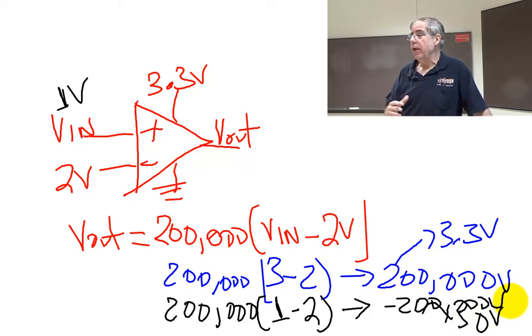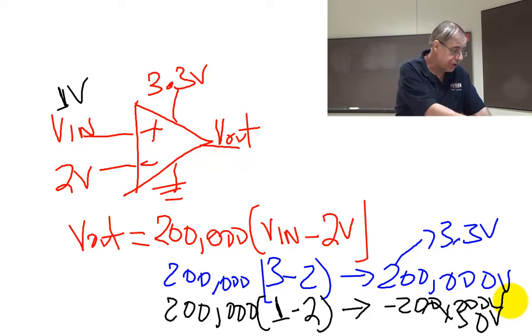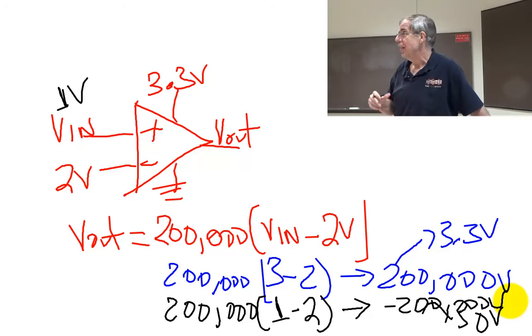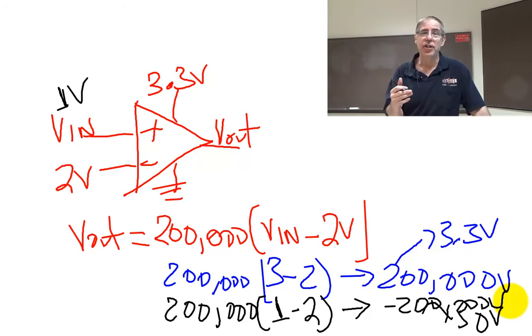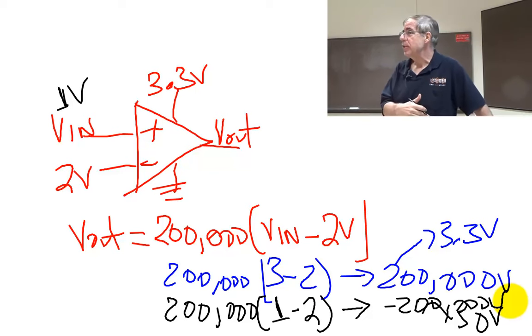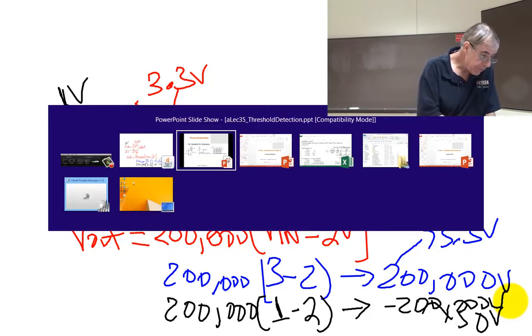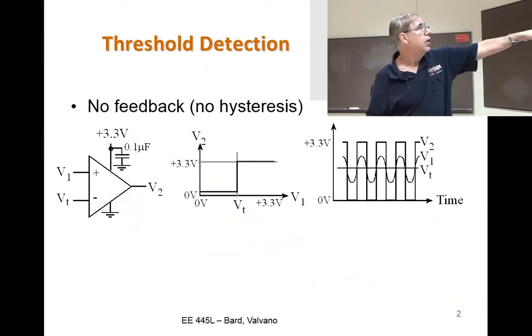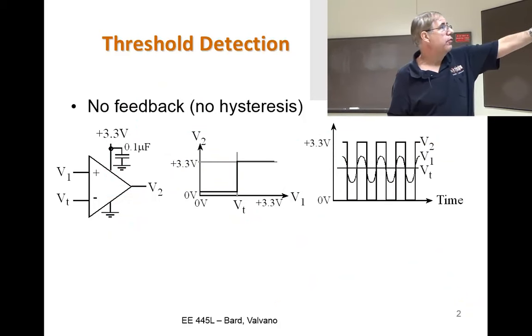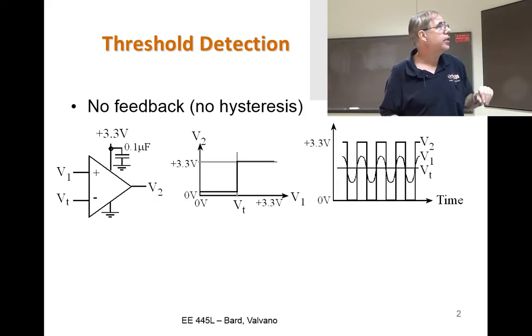And any voltage that's really close to 2, but larger than 2, is going to saturate up, and any voltage that is close to 2, but less than 2, is going to saturate down to 0. And that is the essence of the circuit shown here. So if the threshold voltage is 2 volts, then the output is going to switch.